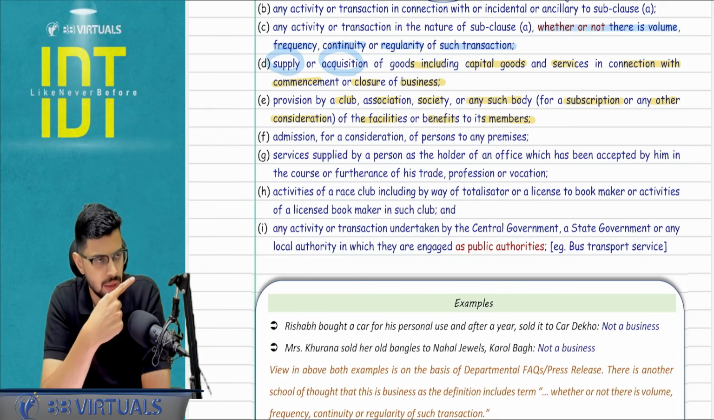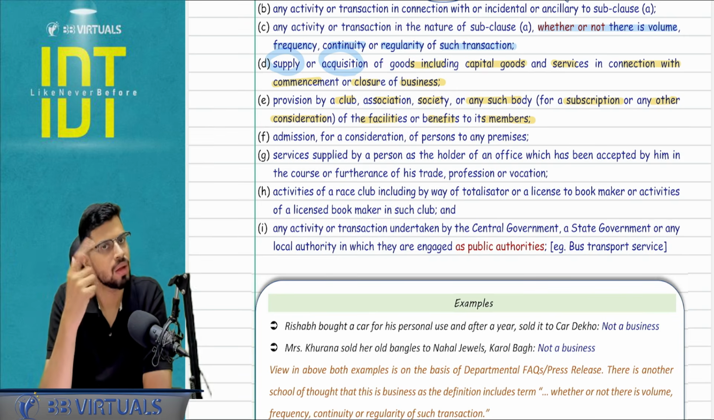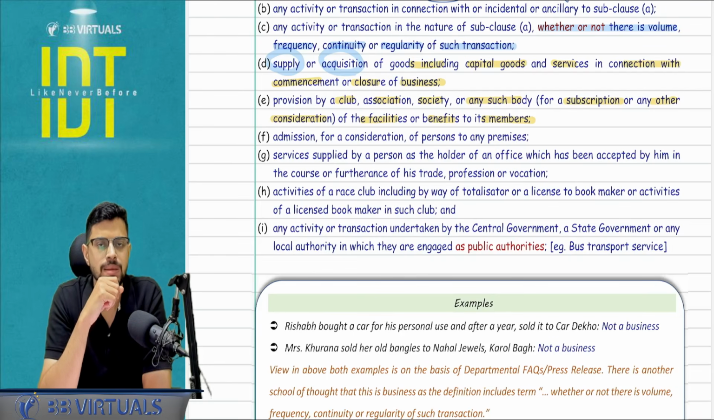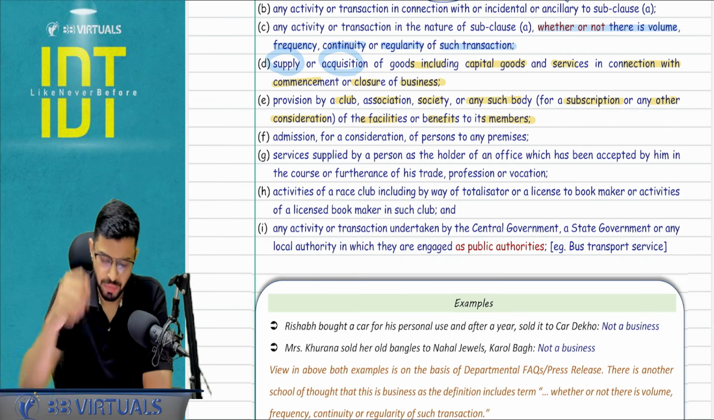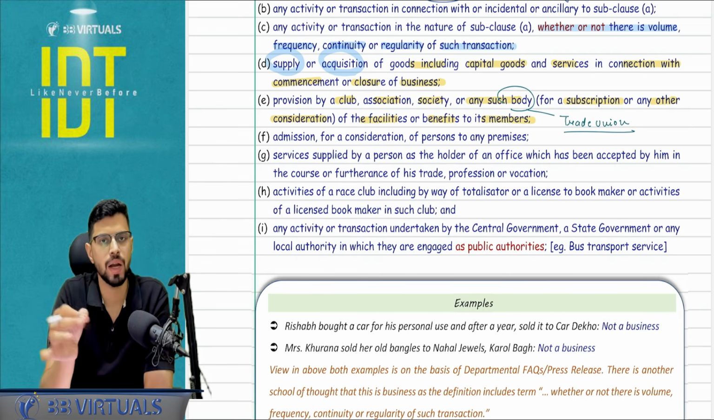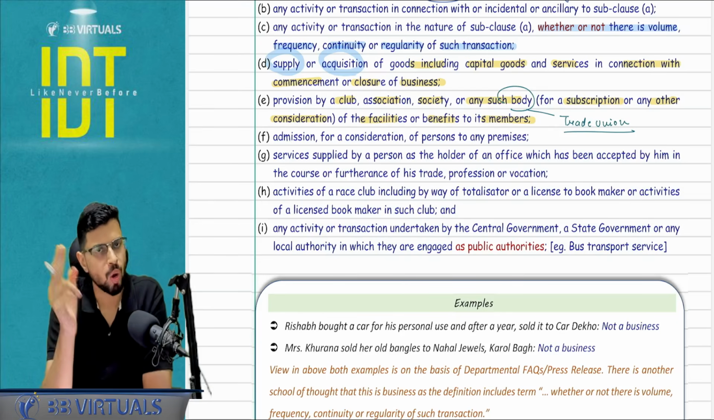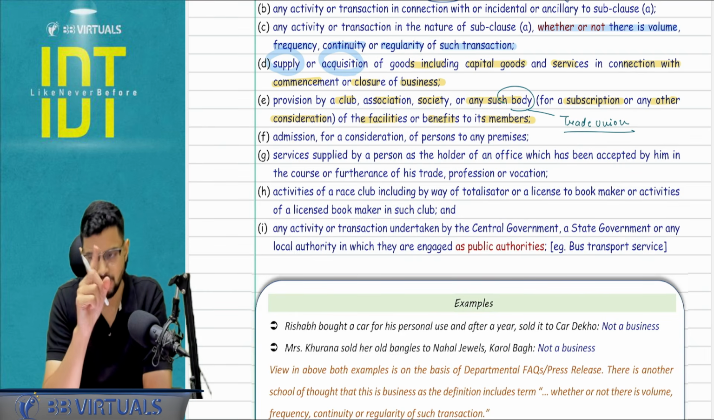Membership fee I pay. There is a club in Pune, Gymkhana Club. There is a club in Delhi, Delhi Gymkhana Club. All those services are part of business. Or any other body. Let's say there is a trade union for which you have to pay a certain amount of money. Let's say the trade union is for the airline industry. So all the airline industry workers are paying a subscription fee because it takes care of the interest of all the workers involved. It is a business.